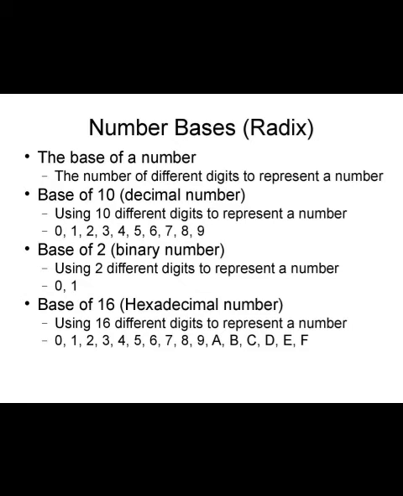There exist other number systems, such as base 16. In the hexadecimal number system, we use 16 different digits to represent a number: from 0 to 9 and then A, B, C, D, E, and F.